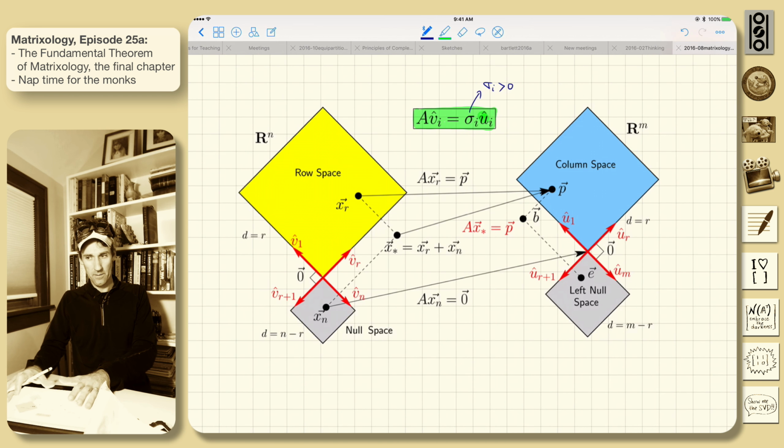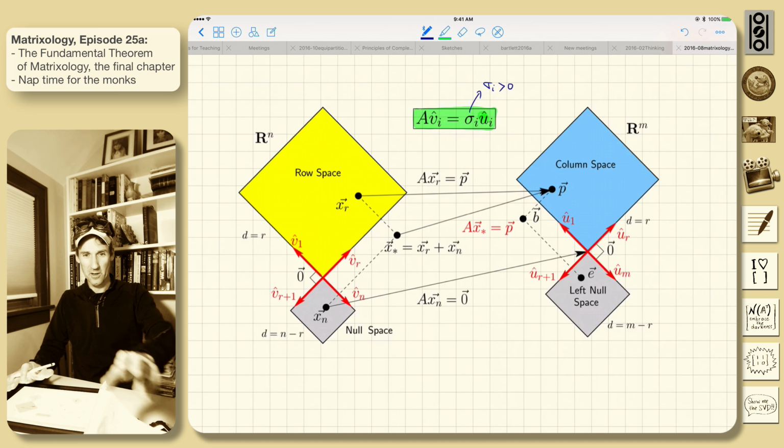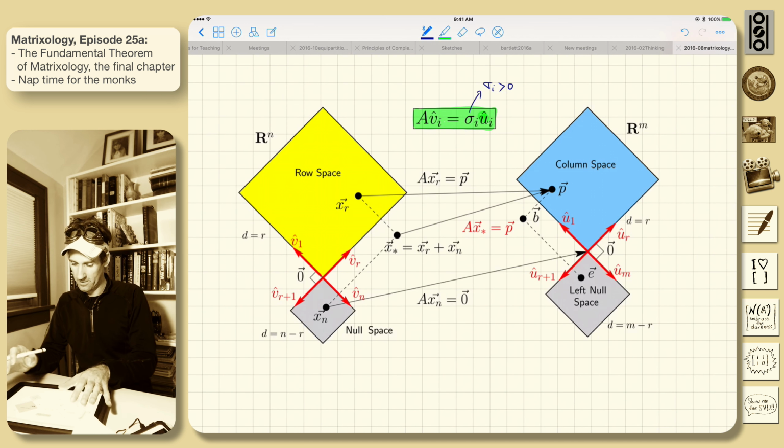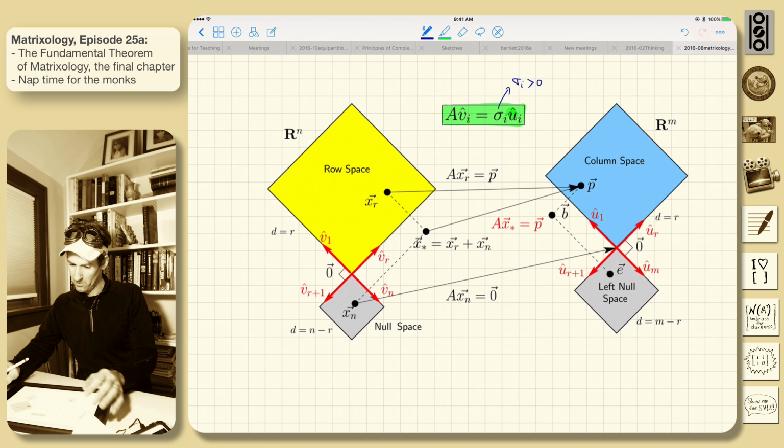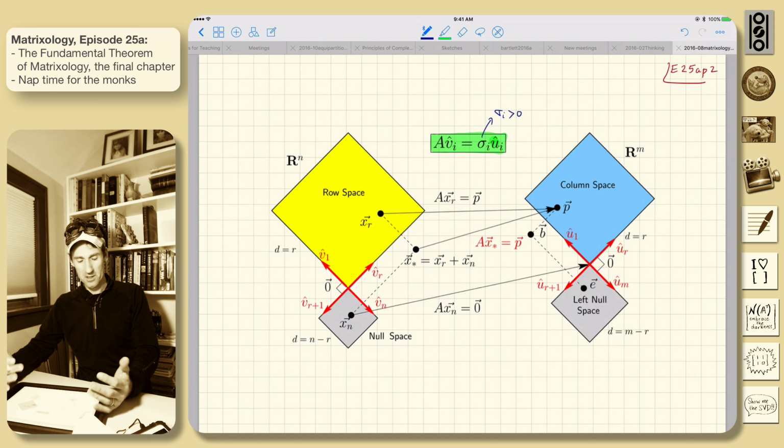That completes everything. I know, it's very exciting. The monks are actually asleep. Looks like they drank too much. But this is the completion of the big picture.